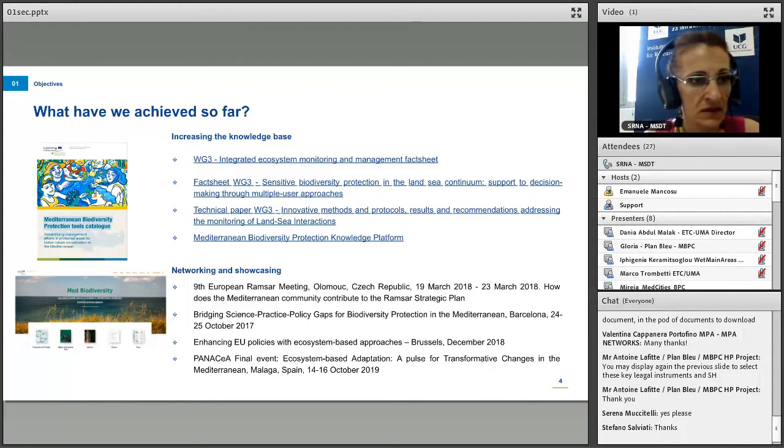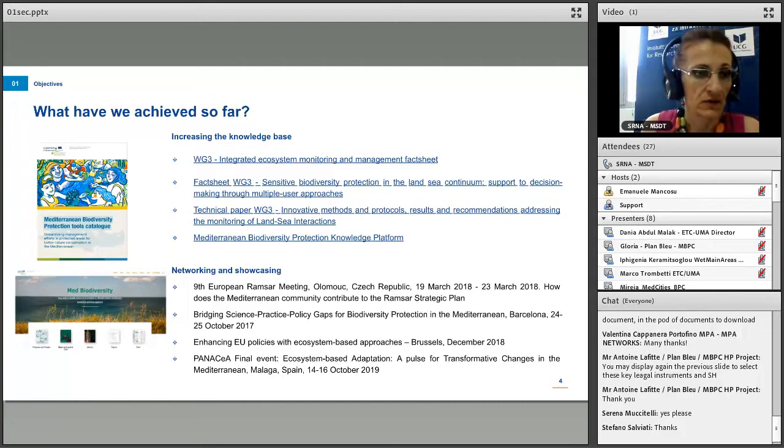I would like to start with our star, which is the Mediterranean Biodiversity Protection Tools Catalog, really an instrument that not only summarizes but gathers in one place all our main management and monitoring tools for protected areas in the Mediterranean that have been generated by the work of the modular projects. In addition, the previous project had also developed two fact sheets, one for working group three concretely, with the title Integrated Ecosystem Monitoring and Management Fact Sheet, and the other one dealing specifically with biodiversity protection in the land-sea interaction theme, called Sensitive Biodiversity Protection in the Land-Sea Continuum, Support to Decision Making through Multiple User Approaches.